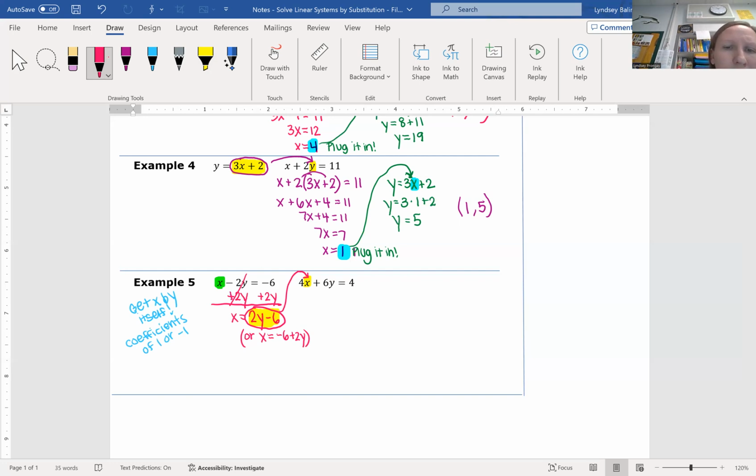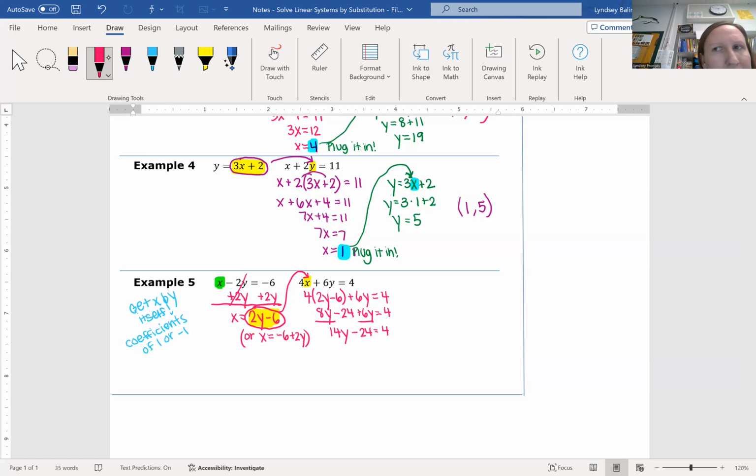So when we do that, we have to include the 4. And it's going to be 4 times, in parentheses, 2y minus 6. We still have the plus 6y, and we still have the equals 4. And if we distribute, we get 8y minus 24 plus 6y equals 4. I can combine my like terms together, so that gives me 14y minus 24 equals 4.